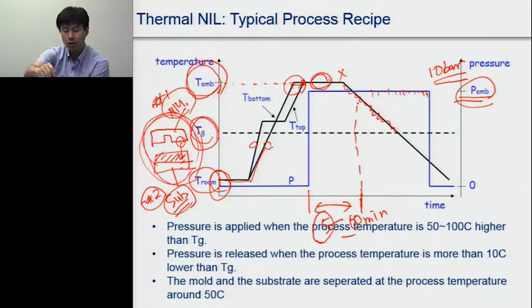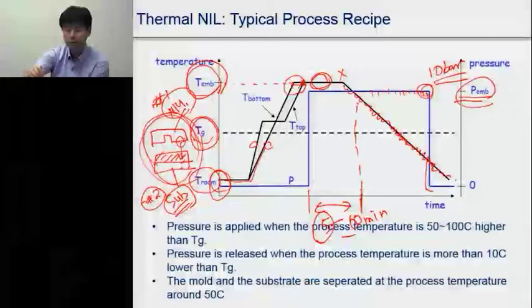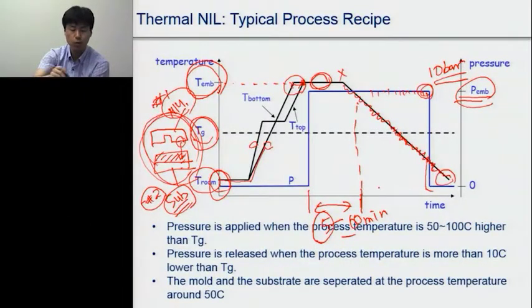And when it goes lower than the glass transition temperature, we are still holding the pressure. Then at some point we remove the pressure, and as the temperature of the master mold and the substrate gets closer to room temperature, we separate the master mold from the substrate.